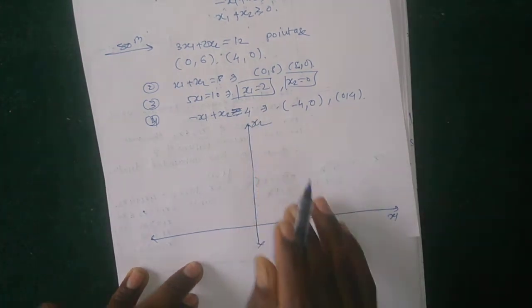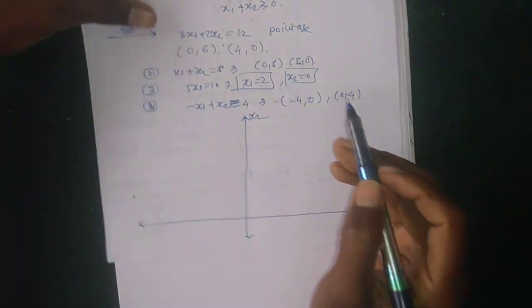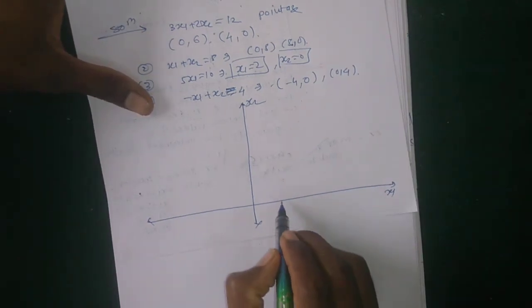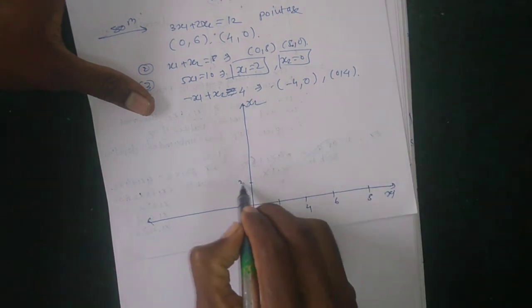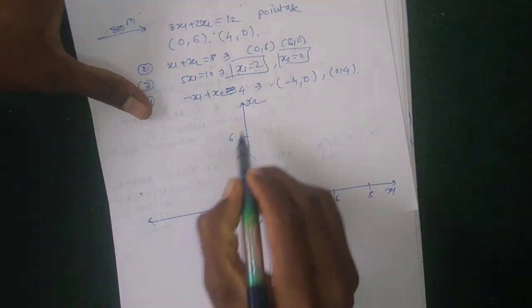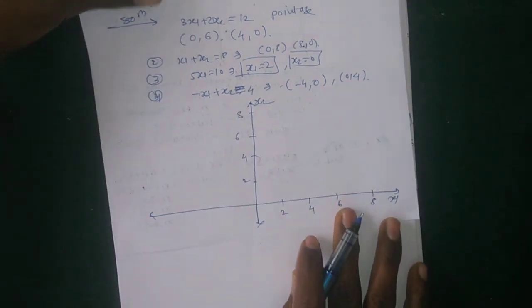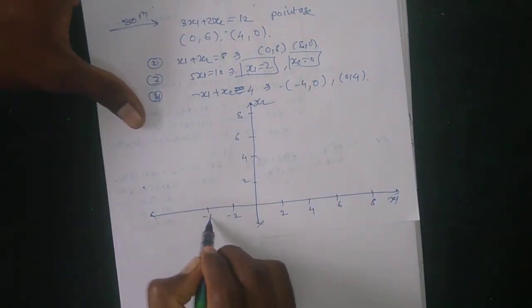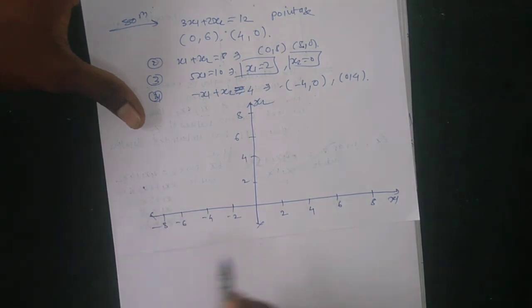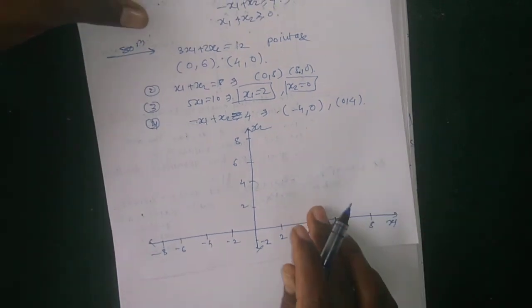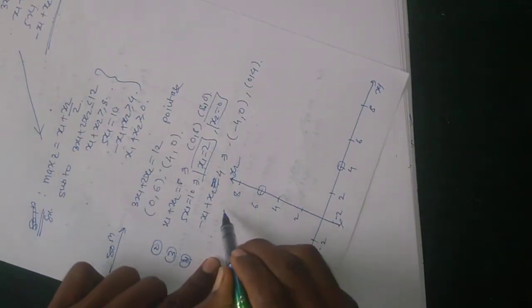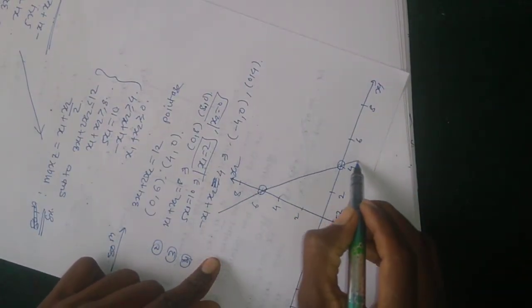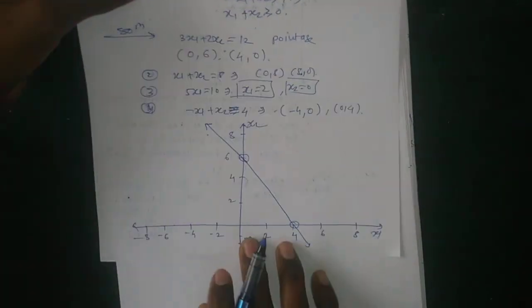x1, x2. Take a scale at highest value is 8. Okay, so take a scale 1 centimeter is equal to 2, 4, 6, 8. Here also 2, 4, 6 and 8. Okay, here also -2, -4, -6, -8, and similarly -2 and so on. In this way, for first line points are (0, 6) and (4, 0). So join these 2 points.